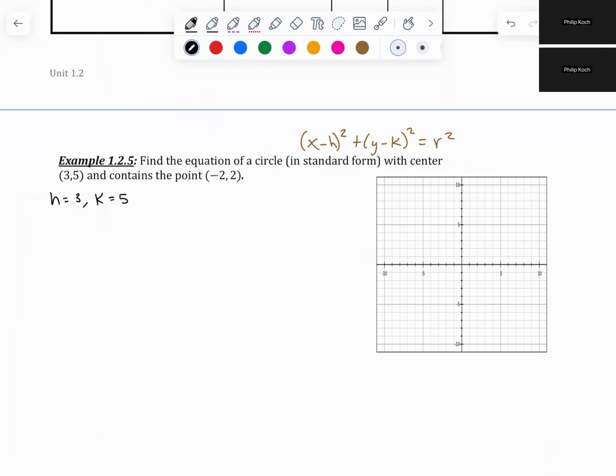Exactly right. Bryson said it's going to be the distance between the center and one of the points. That's the definition of the circle: all the points that are equidistant from that center. So if I know one of the points, we've got 3 comma 5 right there, and we know it contains the point negative 2 comma 2.